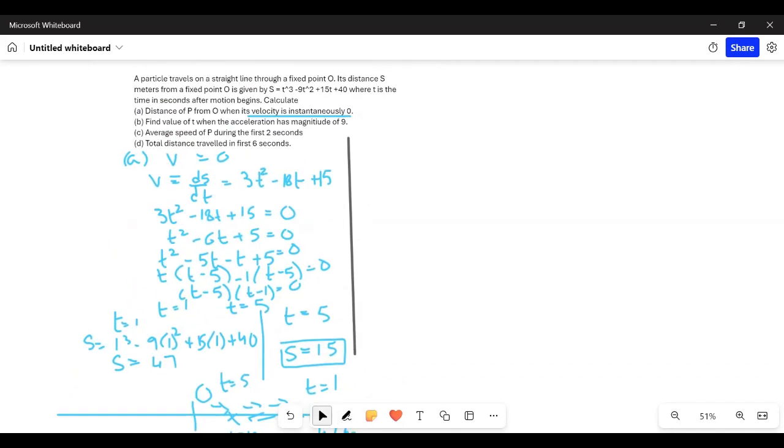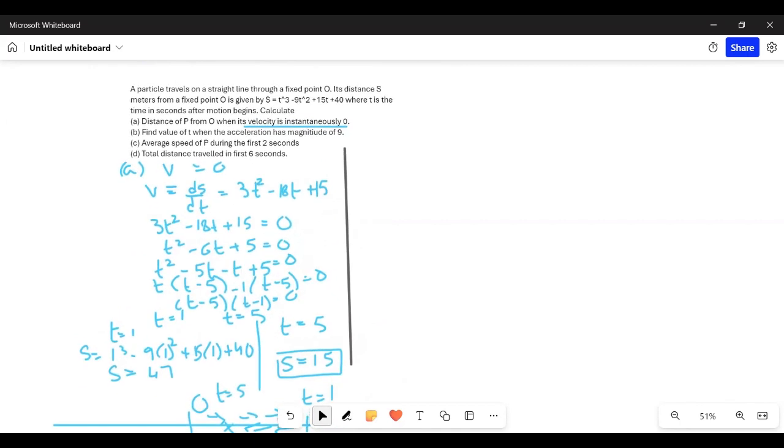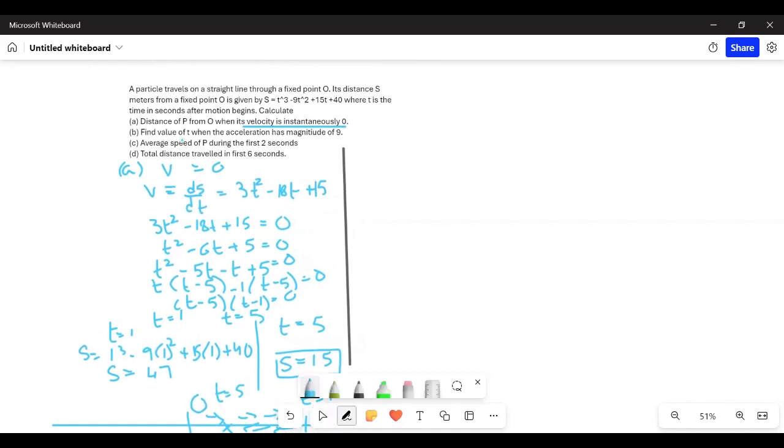Anyway, let's see what the next part is. The value of t when acceleration has a magnitude of 9. Okay. So magnitude means that the acceleration can be plus or minus 9 because it says the magnitude is 9. Okay, let's find a now. a is found through dv by dt. And this is v. Differentiate this, so we get 6t minus 18.